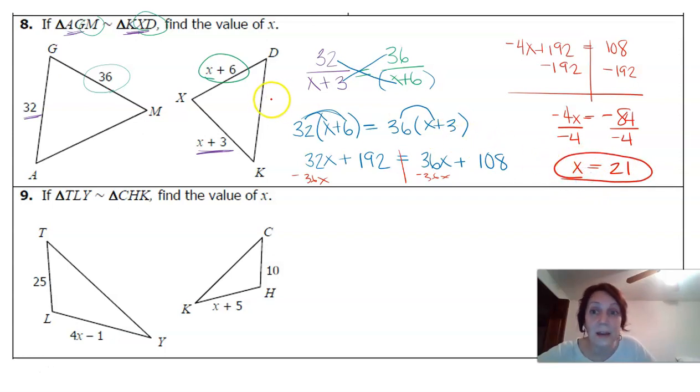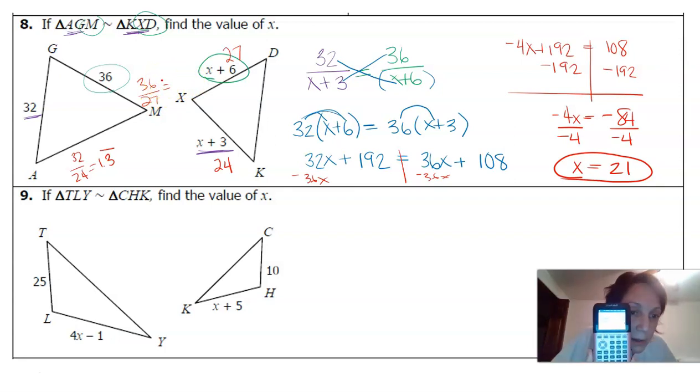Now I can check that by saying, okay, well, if x is 21, then this side would be 24, and this side would be 27. And you could make sure those two ratios are the same. Right? So if I do 32 over 24, I get 1.3 repeating. I better be able to do 36 over 27 and also get 1.3 repeating. Otherwise, I've got a wrong answer here. 36 divided by 27. I'm going to show you. Can you see it, or is it all glared? 1.3 repeating. So we've got a right answer.